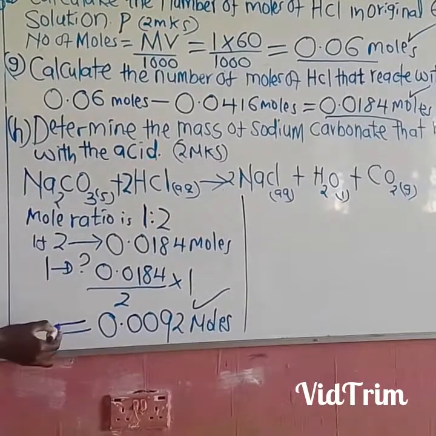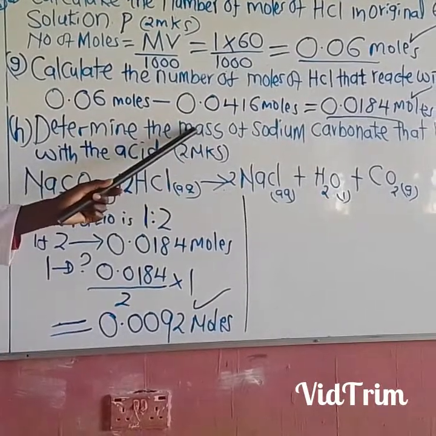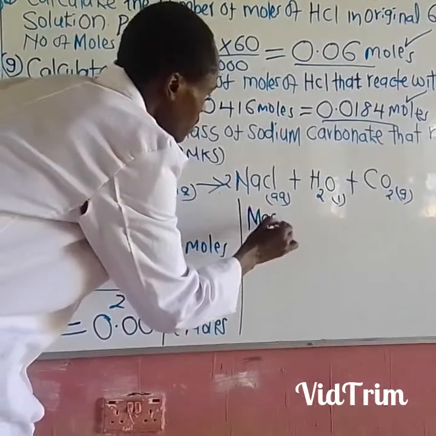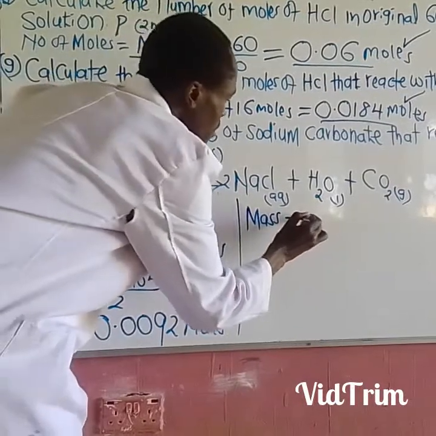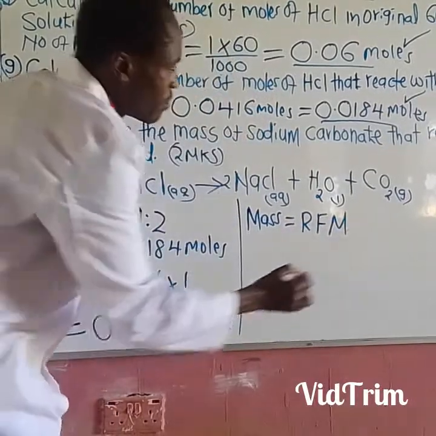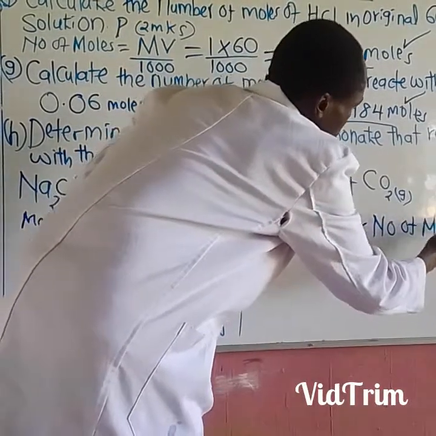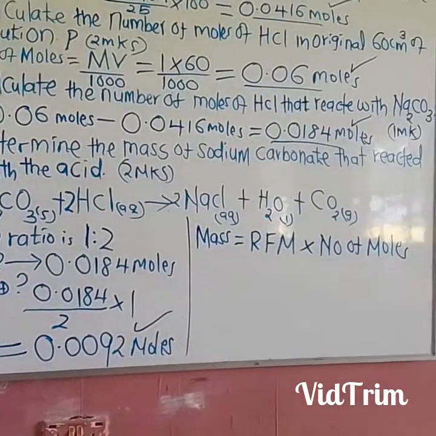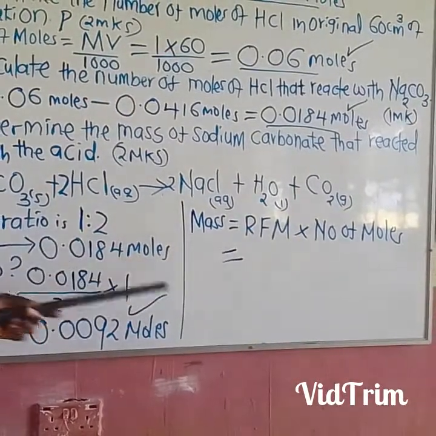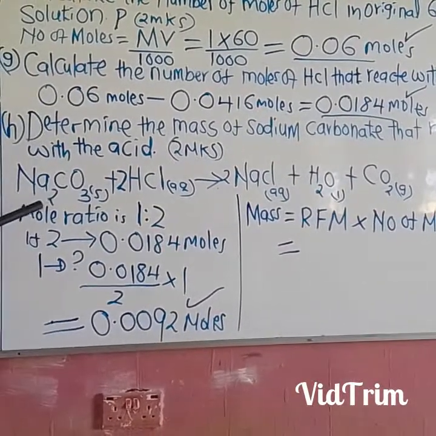Then the question is asking us to calculate the mass of sodium carbonate that reacted with the acid. Now we apply this formula. Mass is equal to relative formula mass, that's RFM, times number of moles. Is it okay? Then, therefore, our mass, what's the relative formula mass of the carbonate? You calculate. Just look and see.